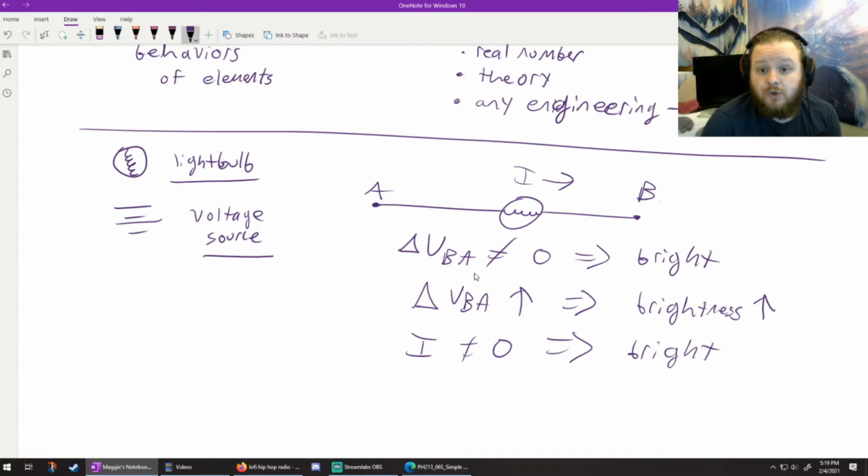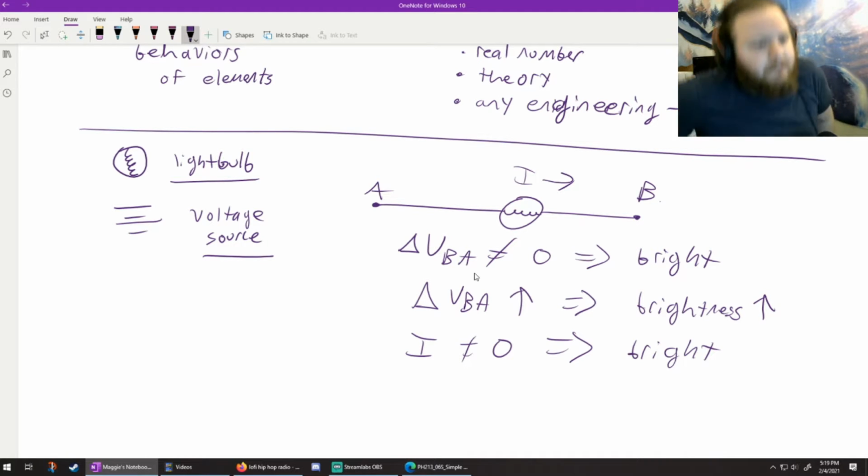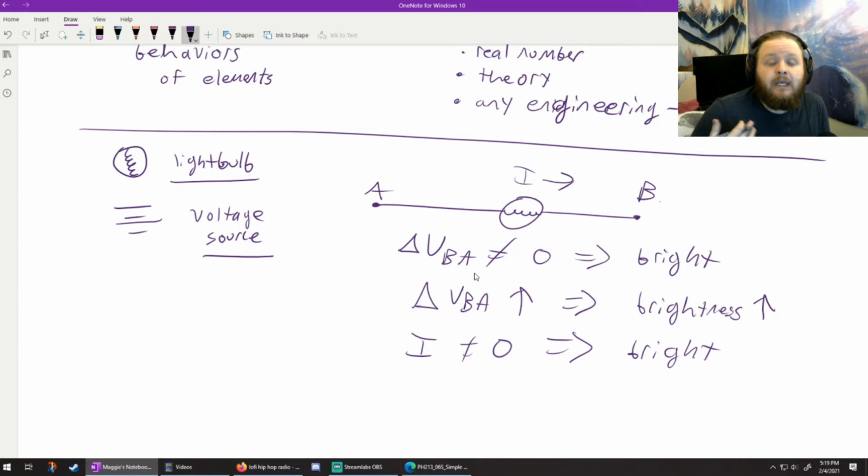I just want to introduce what I mean by a light bulb. So if you can recognize that there is a potential difference across an item in the circuit, or you can recognize that there is a current going across one of the elements in the circuit, both of those will be clues to you that there will be some brightness here in this light bulb. Okay.